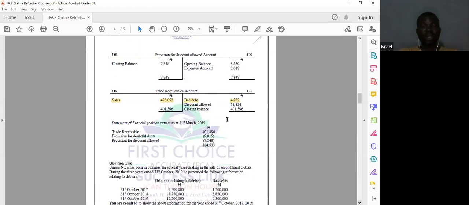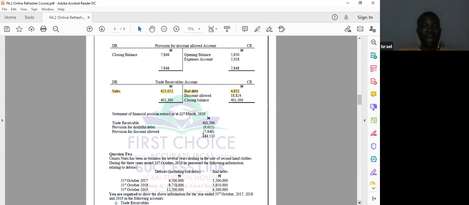So we open our trade receivables and look at the discounts allowed, because discounts allowed are also used to reduce our trade receivables. The discount allowed on trade receivables is this amount, so we credit that account with that amount. I'm trying to get my calculator ready. Now that we have credited the account, our closing balance is 4,401,396.